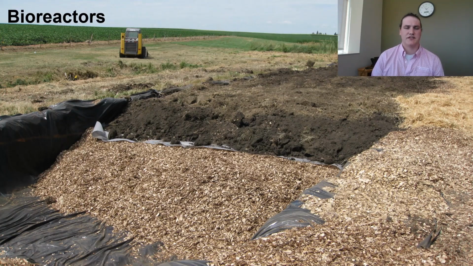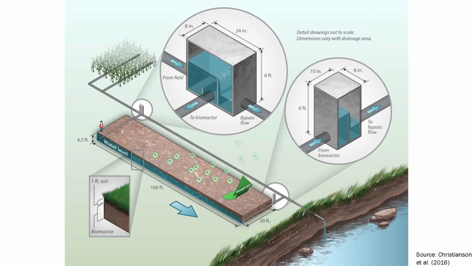Bioreactors, another edge of field practice. They are 100 foot by 20 foot trenches filled with wood chips. The wood chips have bacteria in them that take up the nitrates and turn them into nitrogen gas. It's again that denitrification process. Pretty successful practice.